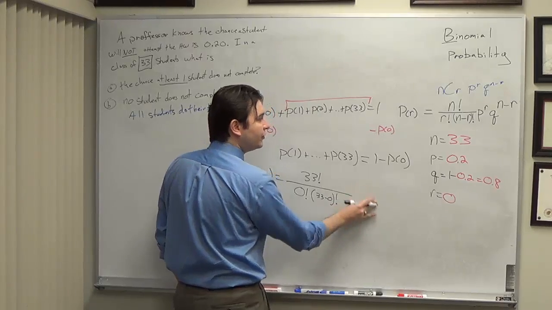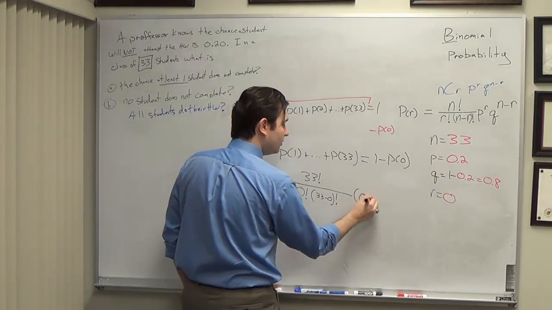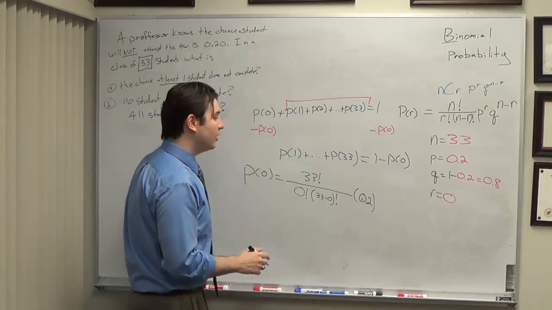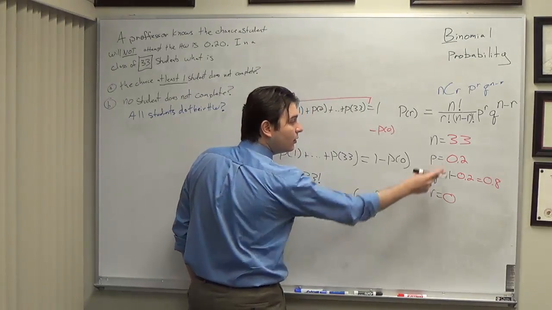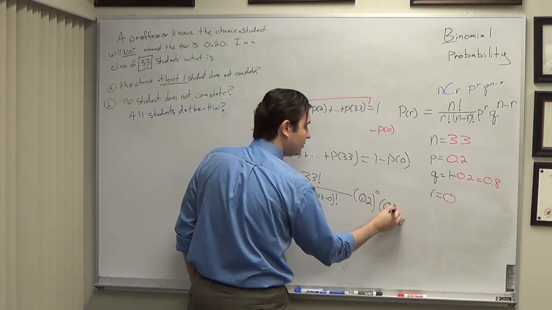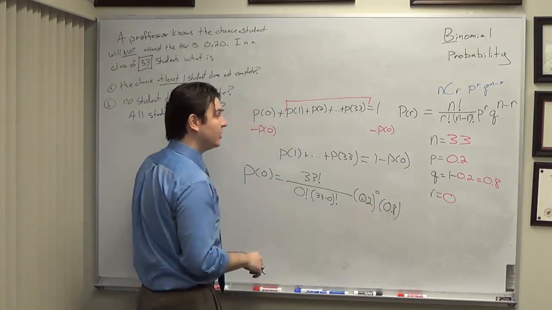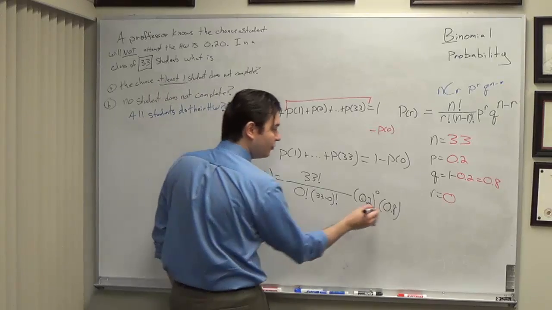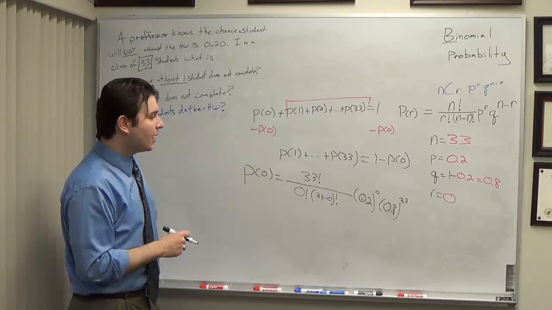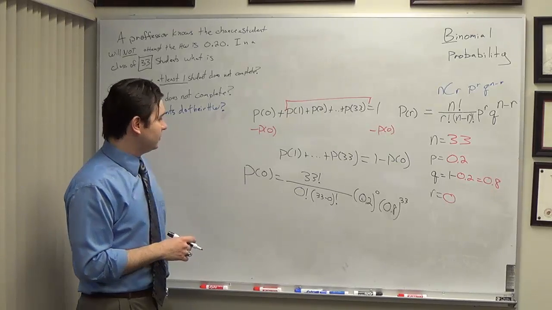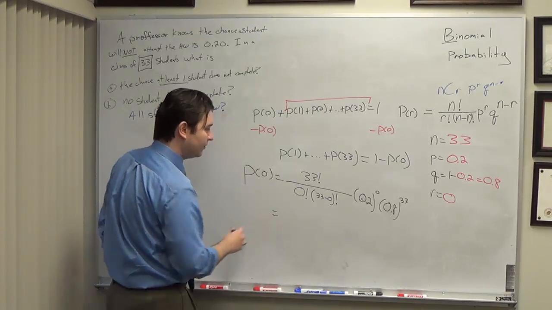P, which was 0.2, and that's raised to the r, which is 0. And we have q, which was 0.8, all raised to the n minus r, which is 33 minus 0, which maybe we just call 33. This is the chance of no student not completing this.